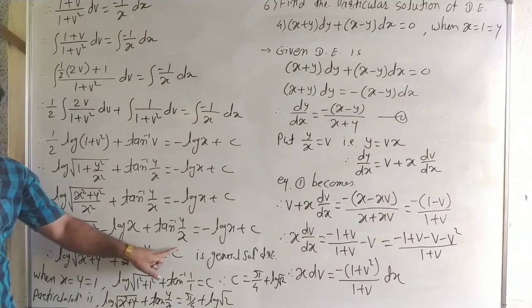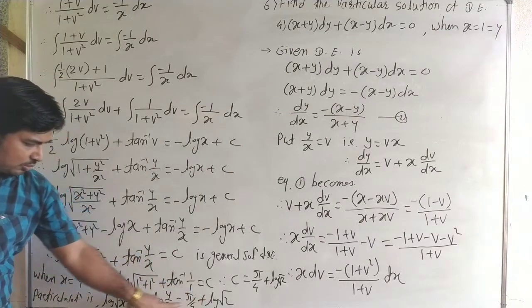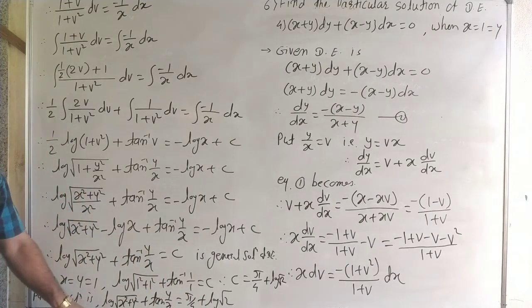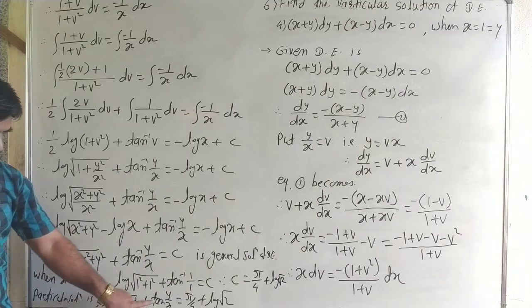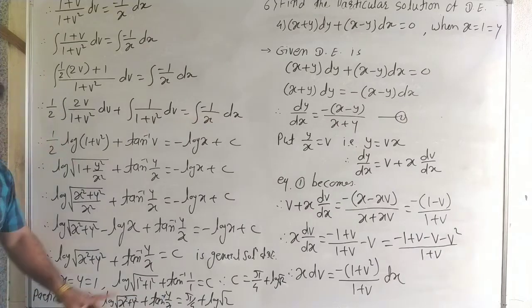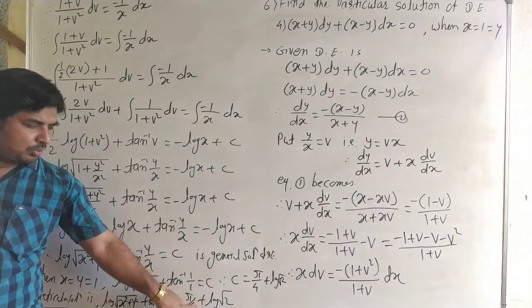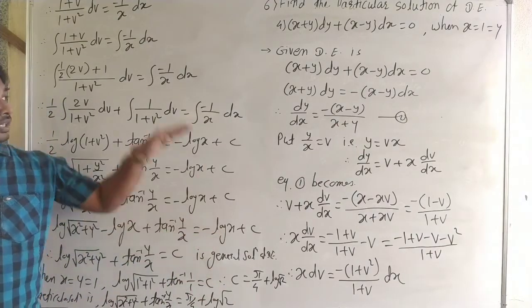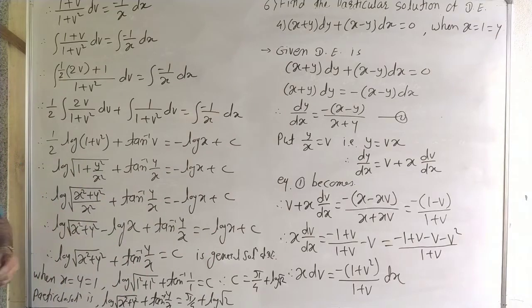And now we put the value of c in this general solution, and therefore the particular solution is log of under root x square plus y square plus tan inverse of y by x is equal to pi by 4 plus log of under root 2. It is the particular solution of this differential equation. Now you see the last example, question number 6. See carefully this.